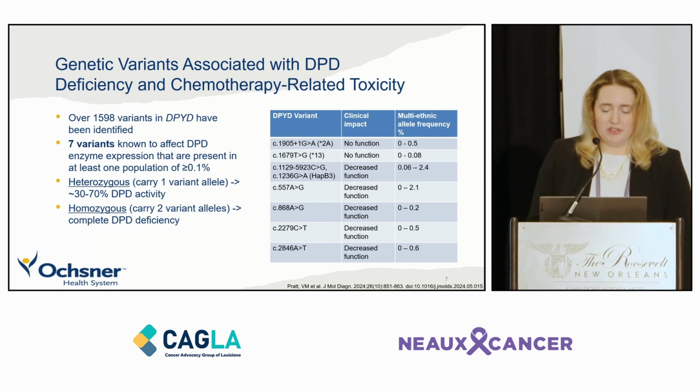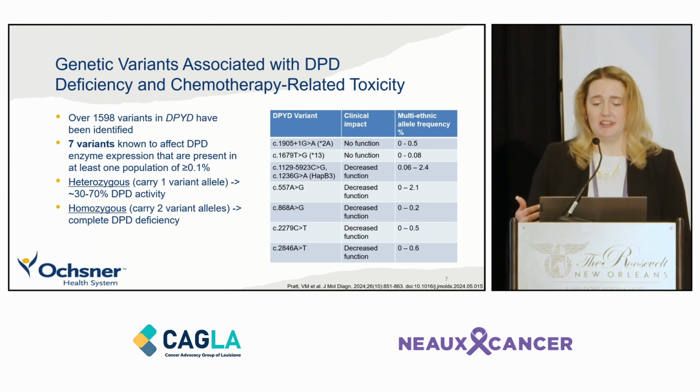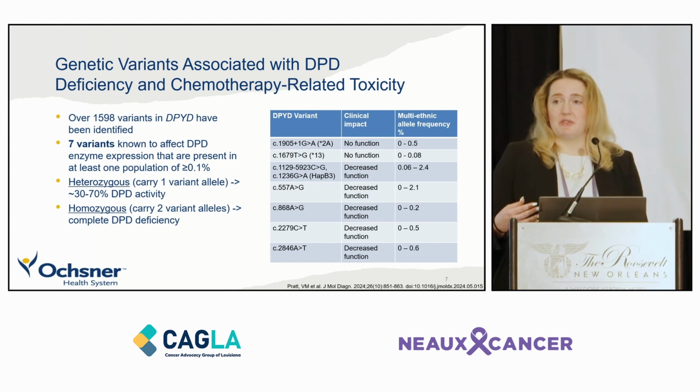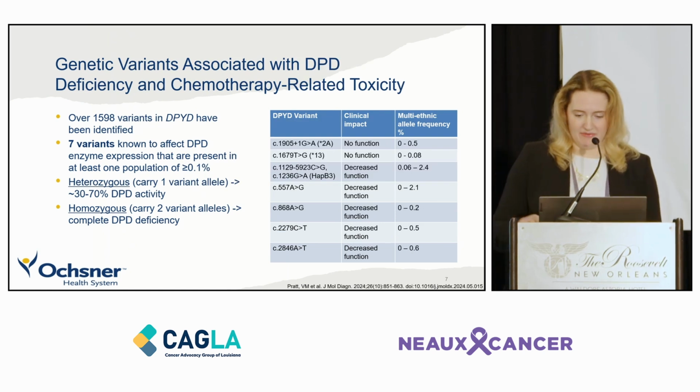And so our two main variants shown at the top, we know that when patients carry these, they're likely to have little to no function at all of the DPD gene. And for these other variants, we see that patients may still retain some function of that enzyme, but it is markedly reduced as compared to a wild type variant.